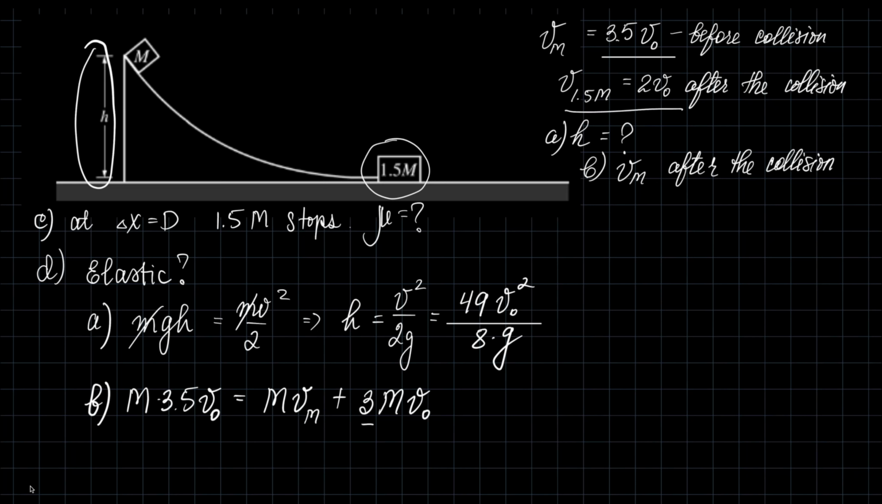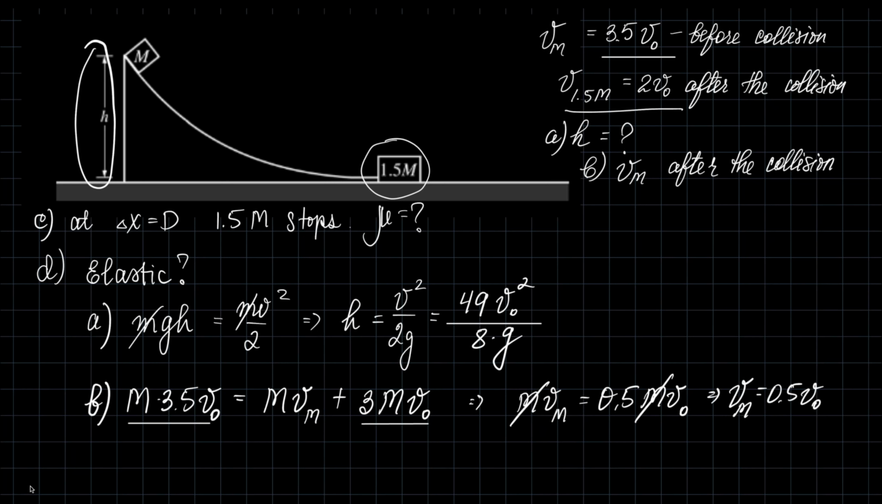You can see this is 3m v0 and that's 3.5 m v0. So therefore m times vm should be equal to 0.5 m v0. Mass cancels and you end up with vm equal to 0.5 v0. So it's also moving to the right.